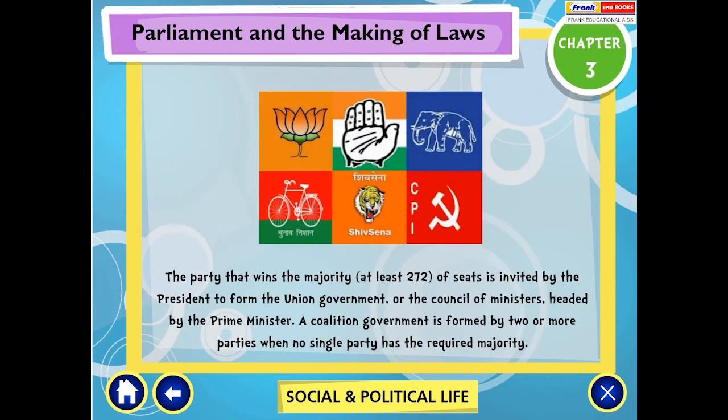The party that wins the majority, at least 272 seats, is invited by the President to form the Union Government, or the Council of Ministers headed by the Prime Minister. A coalition government is formed by 2 or more parties when no single party has the required majority.